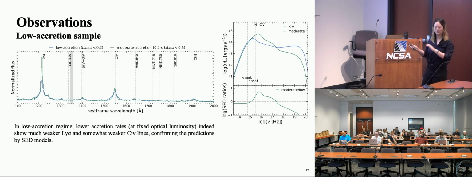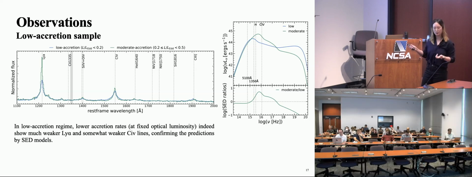Here are two randomly selected LCD models. They have very different black hole mass and accretion rate. Of course, the higher accretion rate one has lower black hole mass, and this one has lower accretion rate and higher mass. They happen to have very similar optical luminosity here, but you can see the ionizing energy is very different for those two different SED models. So that's what we see in the UV spectrum. Even though they have similar optical luminosity, their UV behavior is very different.